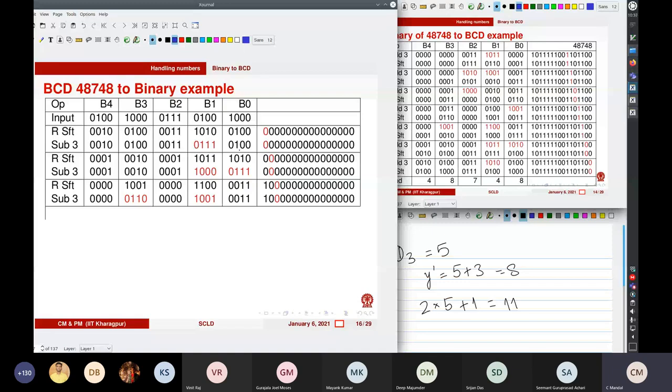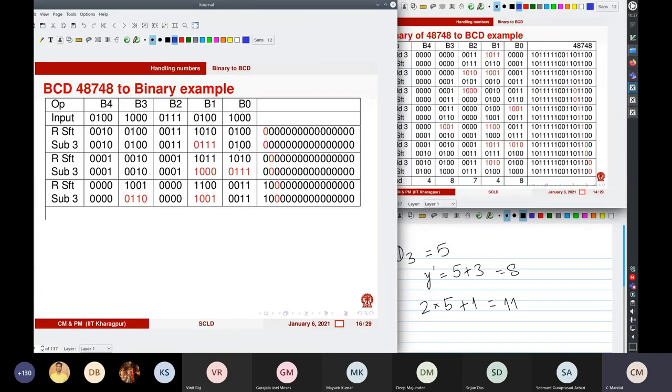So, when are we doing the subtraction? Let me just see. I think we should do that after the first right shift. Let us just see, because this is the input. I think after the first right shift we should do that. Yeah, after the first right shift.